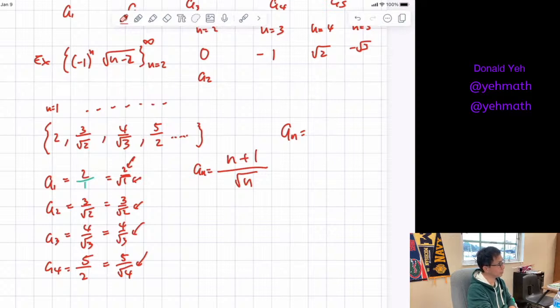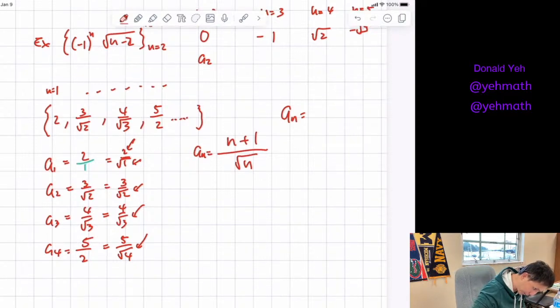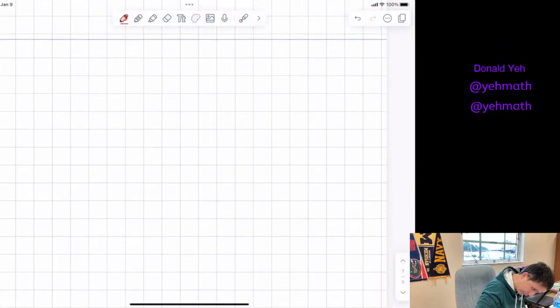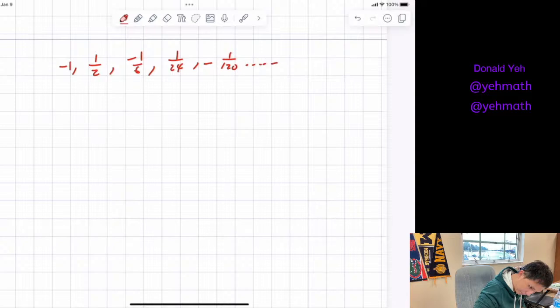Is that okay? Pretty straightforward. They're not very difficult. How about this one? New stuff. Well, not really new. Some of you should know what this is. What if I got a sequence like this? What would be the general term for this one?